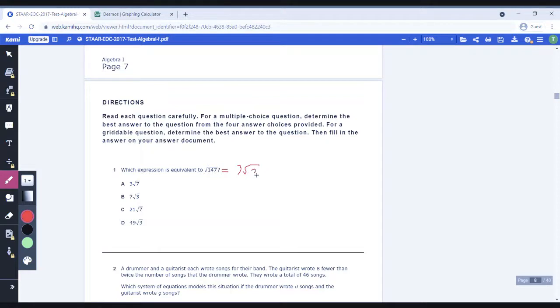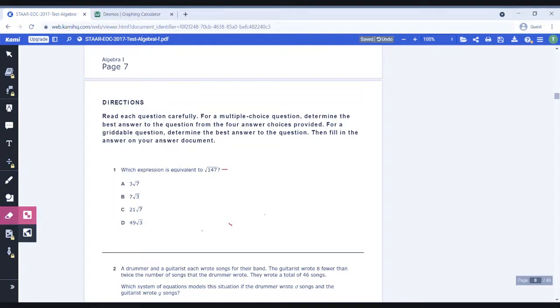And the way to check this is that this number squared, so 7 times 7, times the number inside, 3, is always going to be equal to your original 147. So, let's look at our answer choices. Let me clear this up. It kind of looks messy.